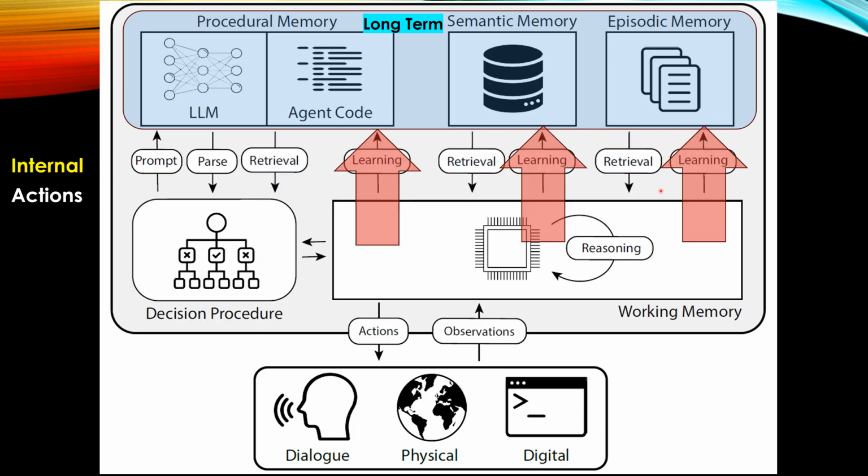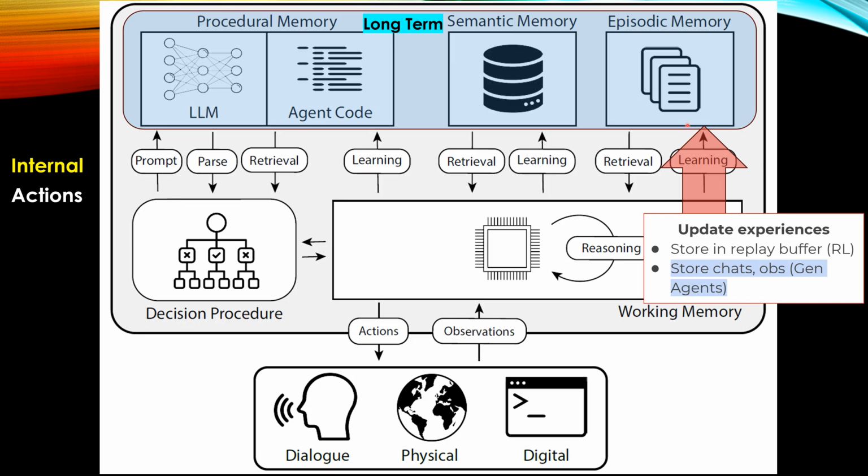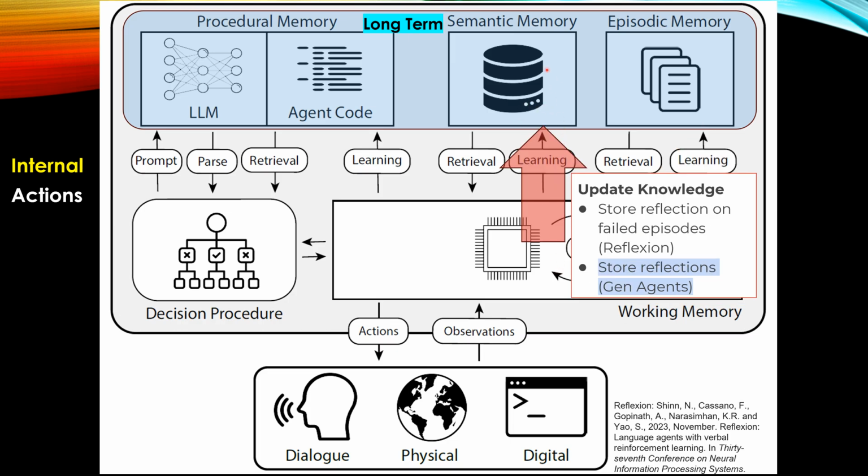The learning action writes new information from the working memory to any of the long-term memories. The first type of learning updates experiences in the episodic memory. For example, in reinforcement learning, we store transitions to the replay buffer. In generative agents, chats and observations are stored into the memory stream. The next type of learning action updates the knowledge into the semantic memory. In both generative agents and reflection, which citation is here, the reflections are stored this way.